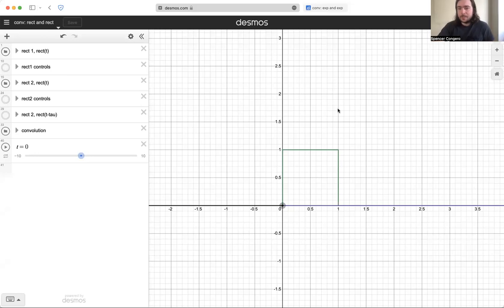Okay, let me find it right here. Okay, so here's a Desmos file. What's going on is I have two rect functions. One of them is blue, that's this one, and one of them is green. And as we saw in our problem, they were both the same. That's why they're overlapped. They both just have height 1 between 0 and 1.